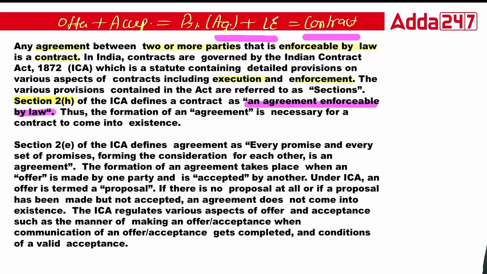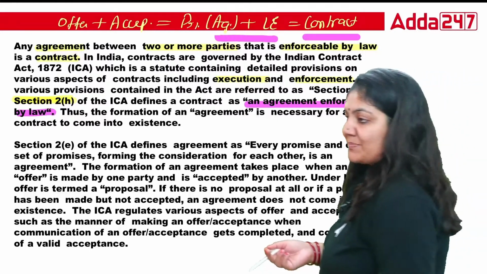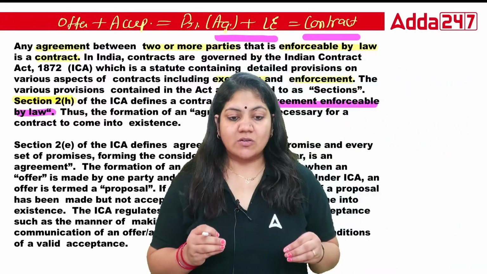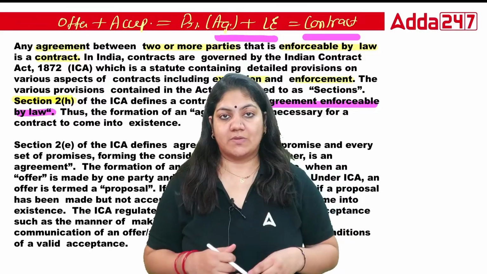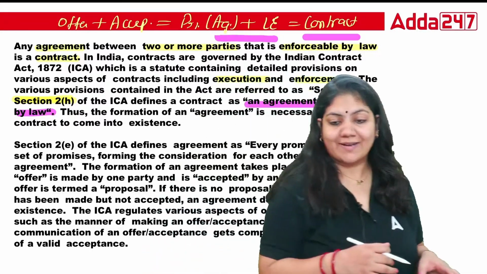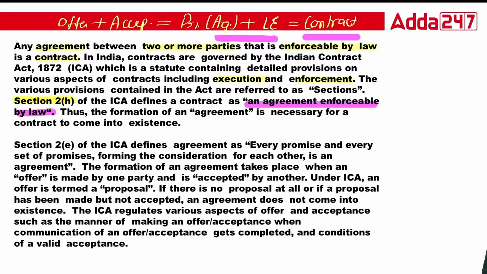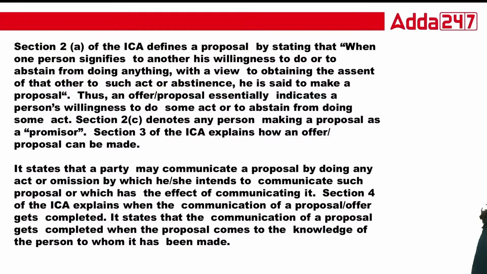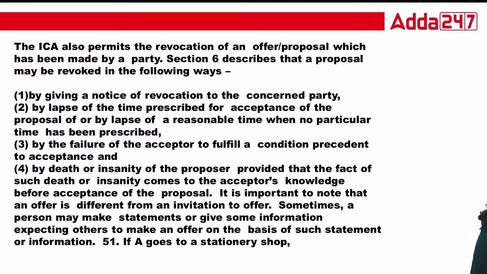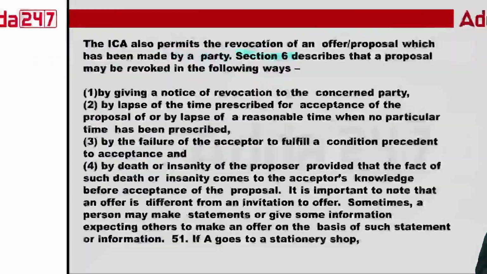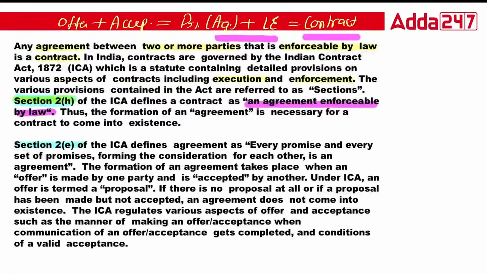Agreement is necessary to form any contract. This is but obvious, class. If we are saying contract, then contract comes from agreement. When agreement comes, then contract comes into existence. Now, section 2E. There are so many sections. First of all, section 2H, section 2E. I will highlight section 2C, section 2A, section 6, that's it. So there are these sections given here.